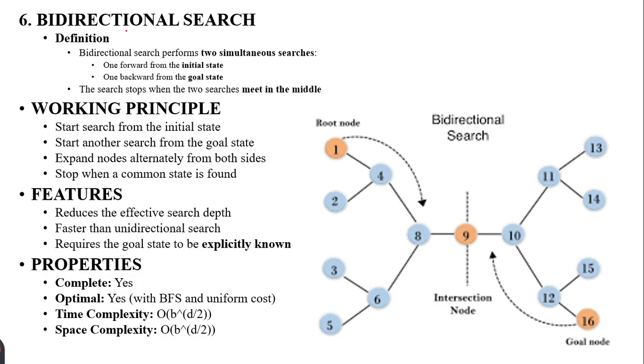Next, we are going to see bidirectional search. Here we have the root node and the goal node. It searches with the help of a forward search, and also a backward search.